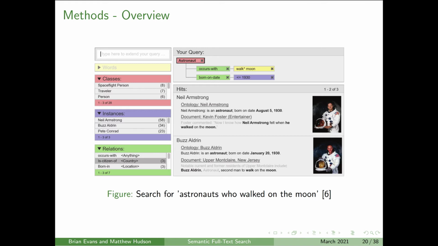So on the slide, this is an example of how their method would find documents for the query "astronauts who walked on the moon." It uses the knowledge base to determine that the phrase "walked on the moon" often occurs with people born in 1930. This narrows down the search space significantly, as it only needs to search for documents pertaining to people born in that year.